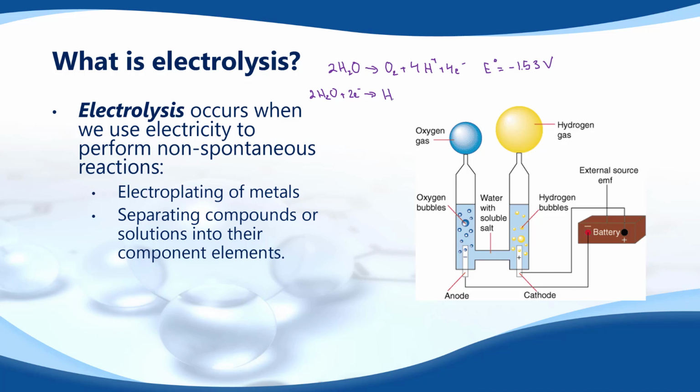yields hydrogen and 2 hydroxide ions. This E standard value is minus 0.83 volts, which gives us a total of negative 2.36 volts. Right, so 2.36 volts is the minimum amount of electricity that we need to get this reaction to occur. So as long as we apply that amount, we're going to separate water into these two component elements.